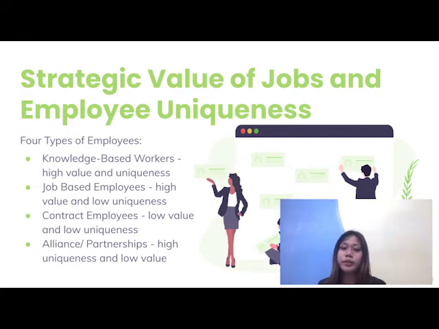There are four types of employees: the knowledge-based workers, job-based employees, contract employees, and alliance partnerships, wherein knowledge-based workers are considered as high value and unique, while job-based employees are also considered high value but low unique. Contract employees are both low value and low unique, and alliance partners are high unique and low value.